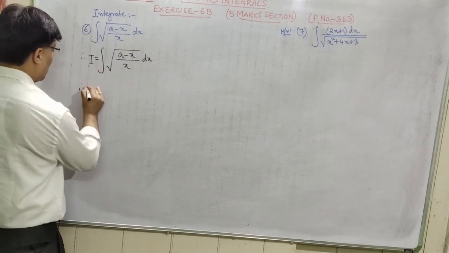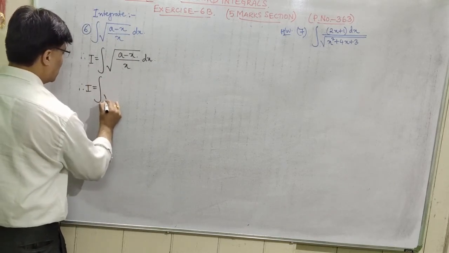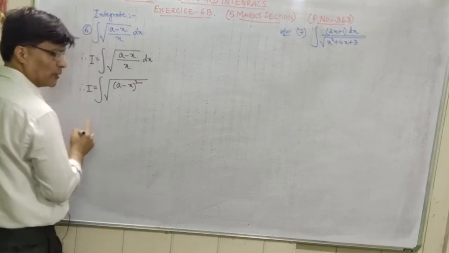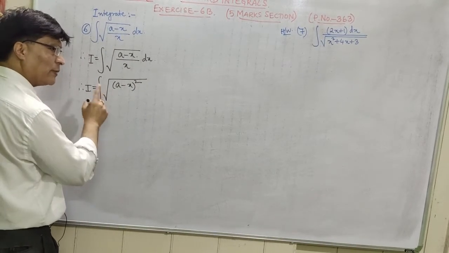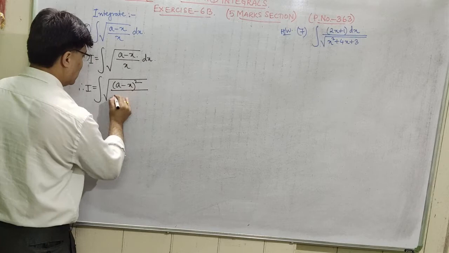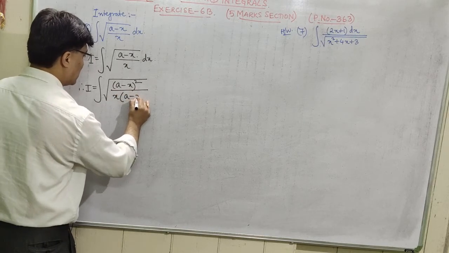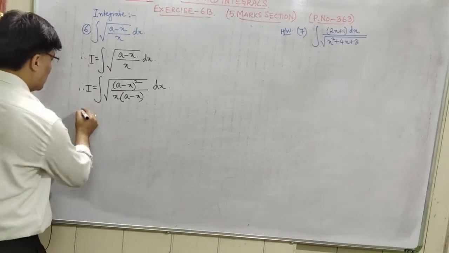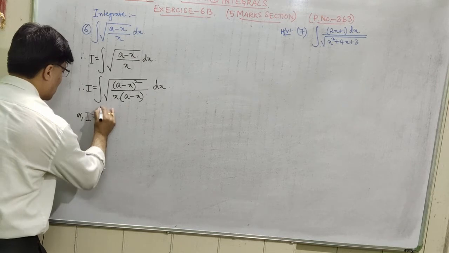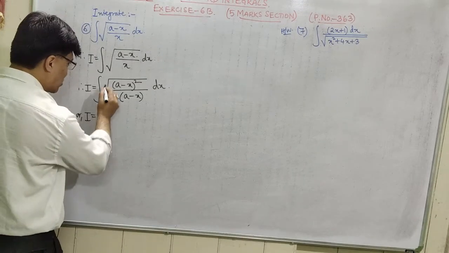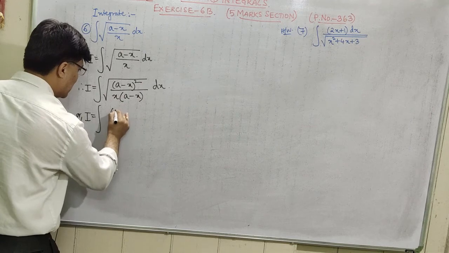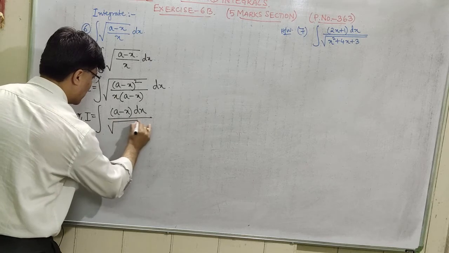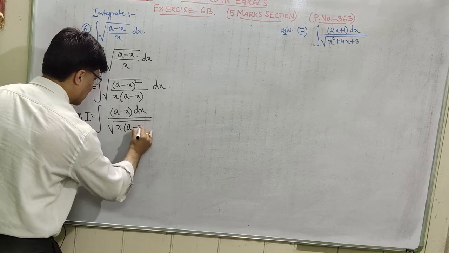Okay. So therefore I is equal to integration of within square root, this will be a minus x whole square. That means we are multiplying both numerator and the denominator by a minus x. Divided by, in the denominator we have x within bracket a minus x, then dx. So I is equal to integration of, what is square root of a minus x whole square? This is only a minus x dx divided by within square root, here we have x into a minus x.